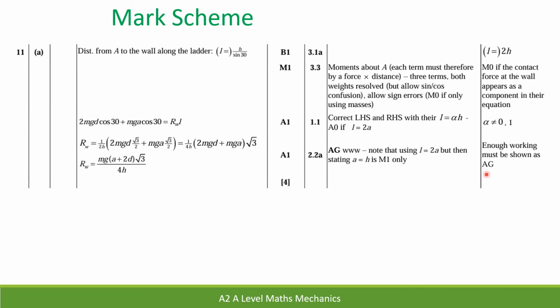The AG just means that it was a show that question, so the examiner knows that you must show all your working out in order to be able to get the full 4 marks for this question.